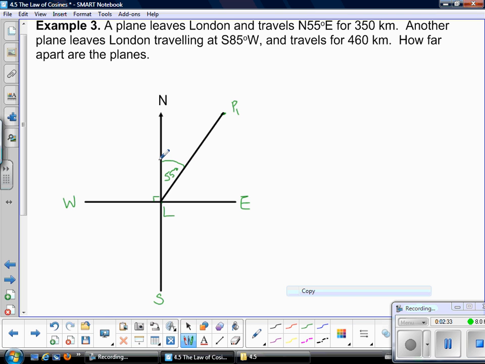We also have our second plane, and it's traveling southwest 85 degrees. So south, then west. So we're going to have our plane here, and this is going to be our P2. And again, we're going to draw a straight line from London southwest. So we're looking at this angle right here is 85 degrees.